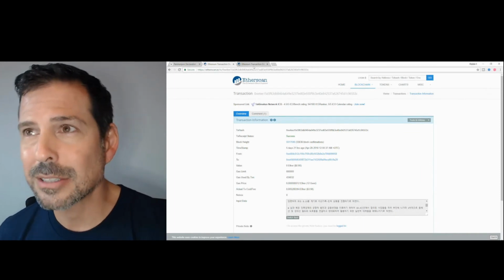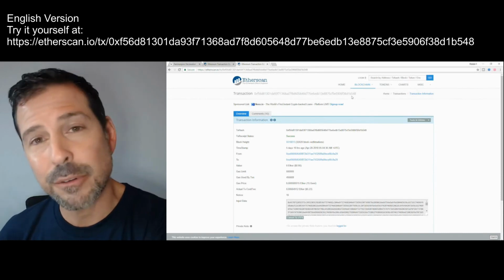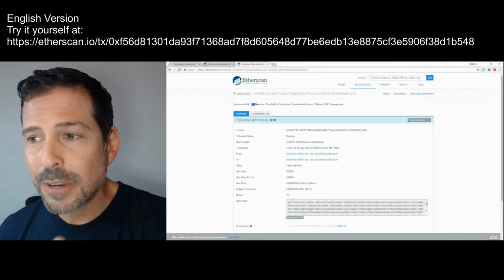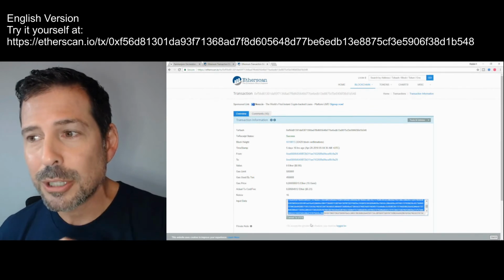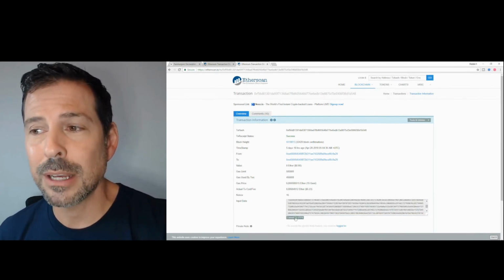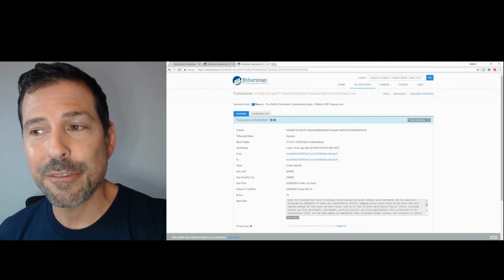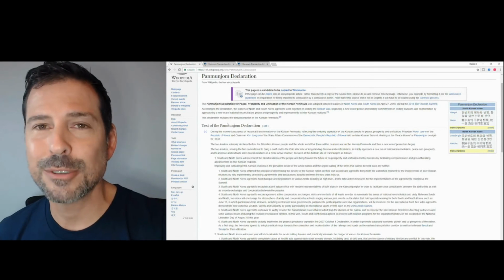Let's now look at it in English. If we go to this transaction, you see this is the one that ends in B548. It's a different transaction. You find that there's also input data. Right now you can't read it, but you have an option to move over to Unicode Transformation Format, which you will do right now. And what you find is the full text of the Panmunjom Declaration, written both in Korean and in English.